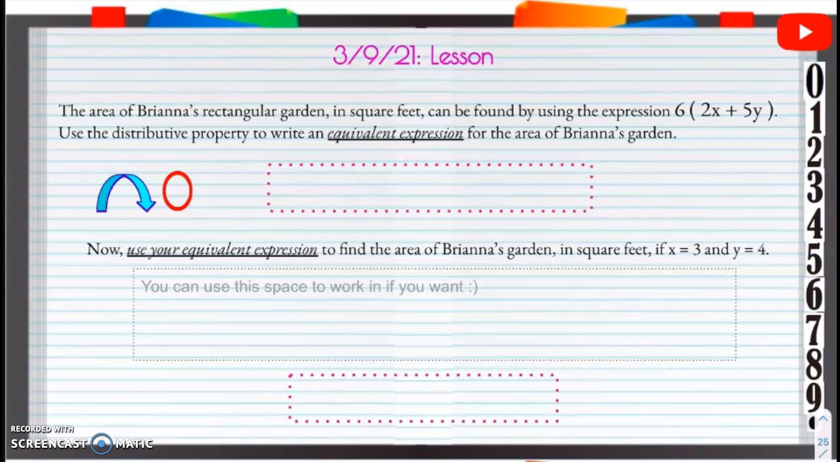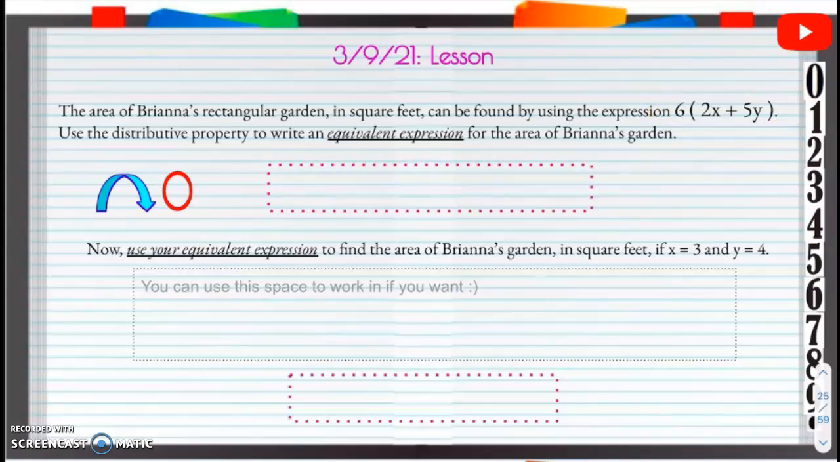All right, we're going to go with our lesson. We're going to kind of tie it back with our distributive property. So the area of Brianna's rectangular garden, so she has a rectangular garden here. It says the area in square feet, because when we're finding area, we're figuring out how many squares there are in there. So in square feet can be found by using this expression. So her area can be found by using that.